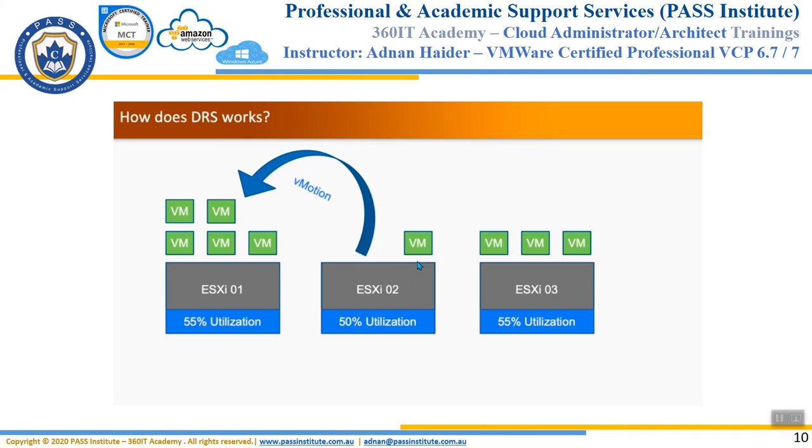So the VM will be using the CPU and memory of this host. These are the two main features of DRS. Number one, load balancing. Number two, VM placement. Also, there is power management as well.